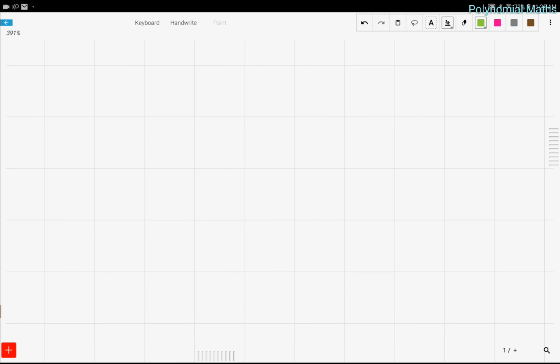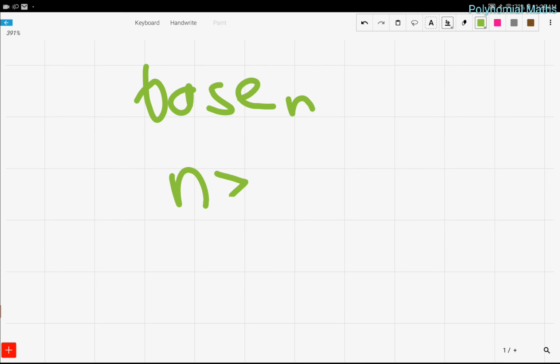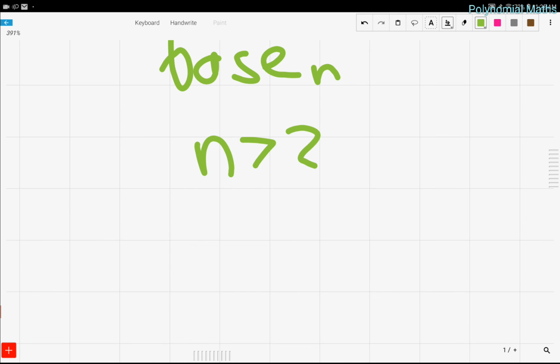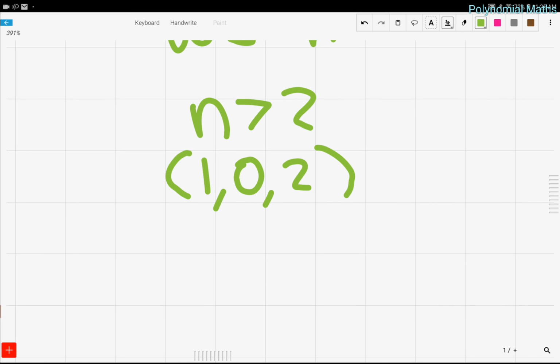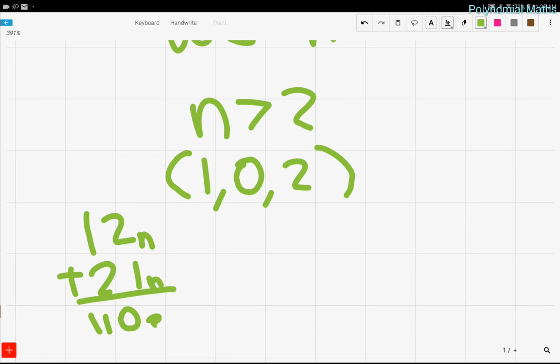So now let's start adding numbers in base n. So let's say that n is greater than 2, which means that so far we only know that we can use the digits 1, 0, and 2. So those are the digits that we'll be using. So again, let's do the same operation, 12 plus 21. Now, we don't know actually what this is equal to because we don't know what base n is in. Now, of course, if n is 3, then that would be equal to 110 base 3. But what if it was a different base?